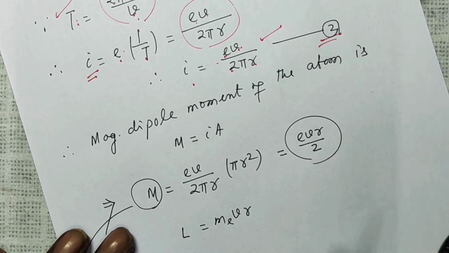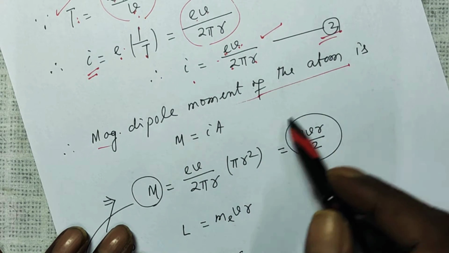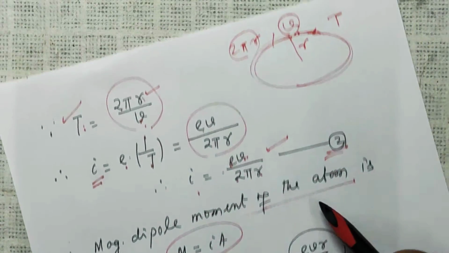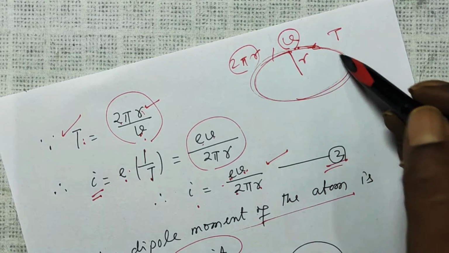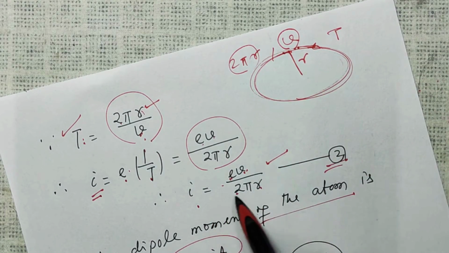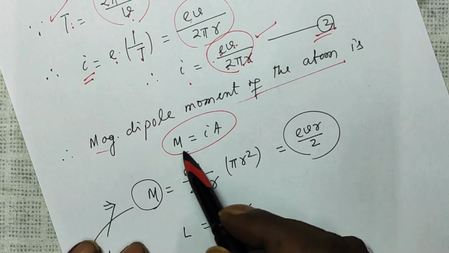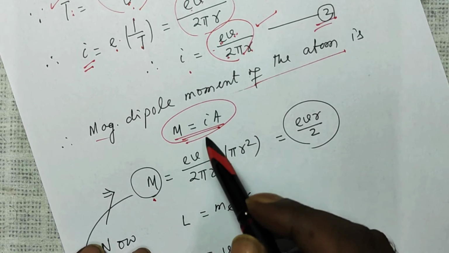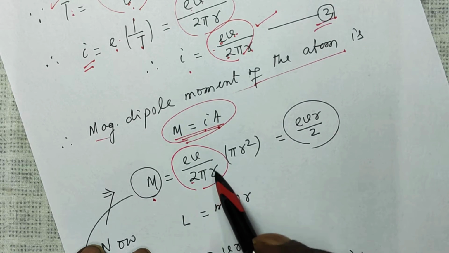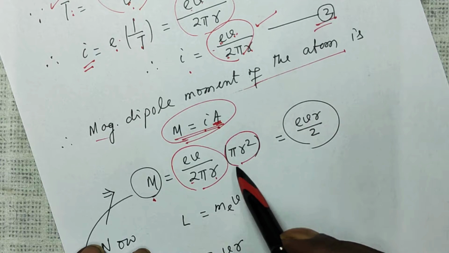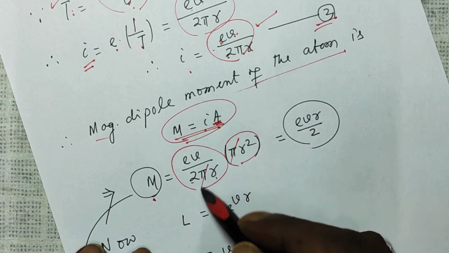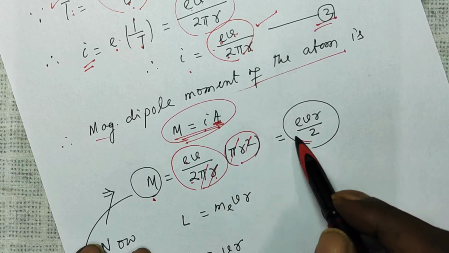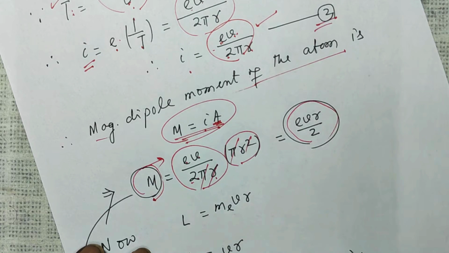Now, we know the magnetic dipole moment of an atom. This is what we had derived in the previous lesson. So, if this radius is r, the area will be pi r square, and current we have derived. So your magnetic moment will be I, that is ev over 2 pi r, times the area of the circular path, that is pi r square. So pi cancels, one r cancels. So evr over 2. This is your magnetic moment.